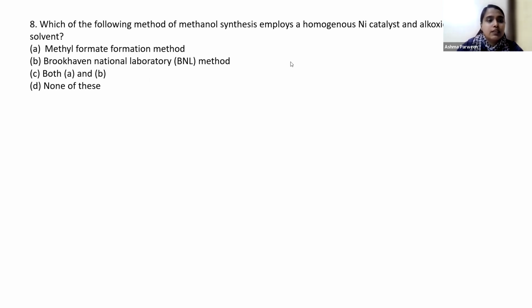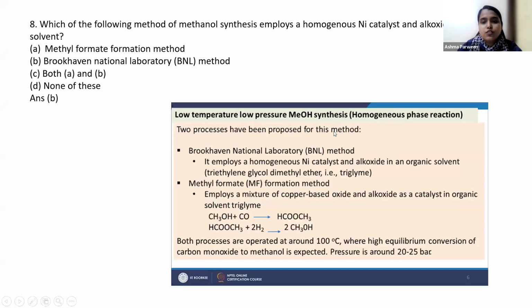Okay, so the correct answer is B. Nickel catalyst and alkoxide is used in Brookhaven National Laboratory method. So it is also a direct question from the slide. Like for Brookhaven National Laboratory method, nickel catalyst and alkoxide is used. So we'll move to next question.